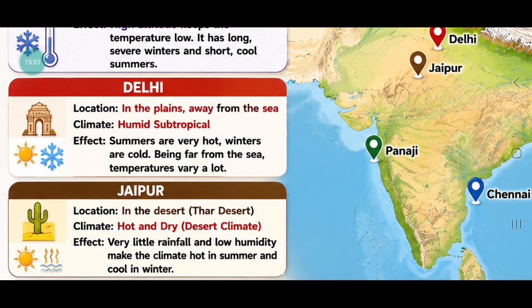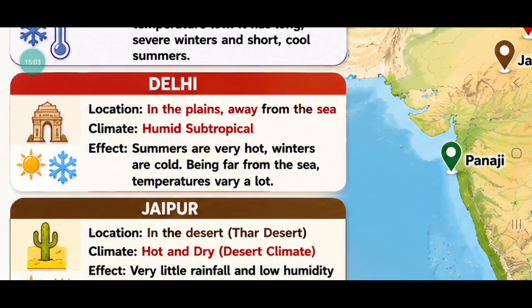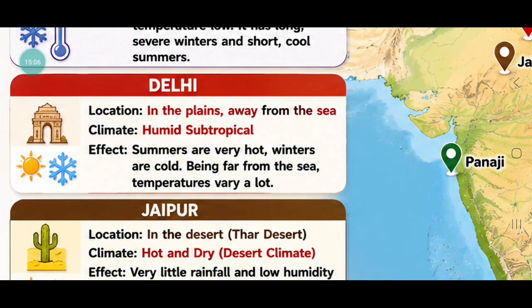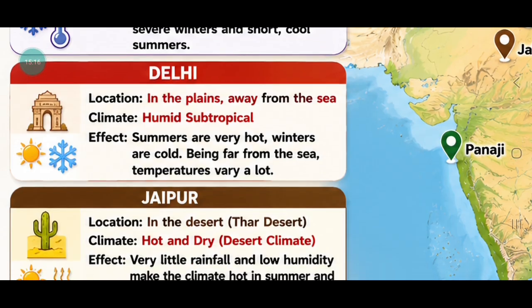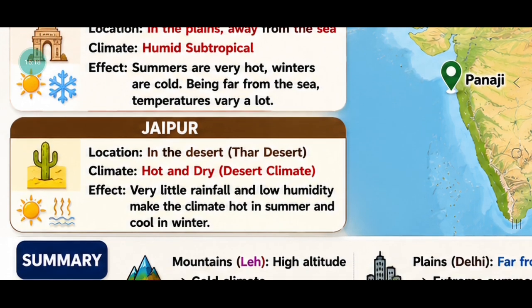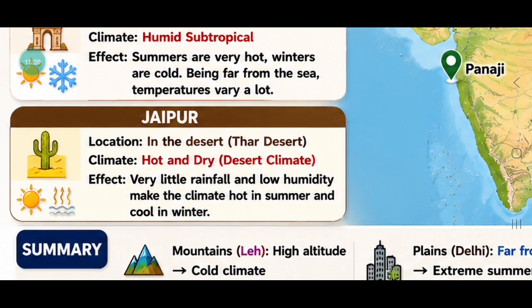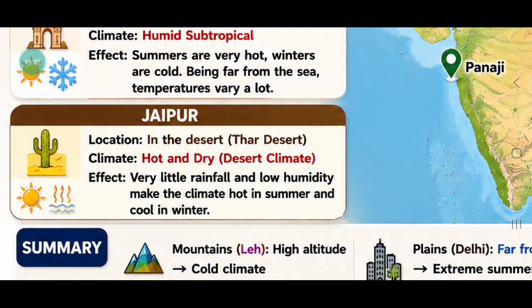Now let's come to Delhi. Location: in the plains, away from the sea. Climate: subtropical climate. Effect: summers are very hot and winters are cold. Being far from the sea, temperature variations are there in this.